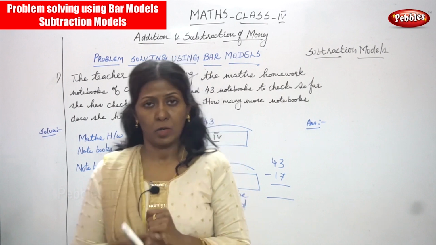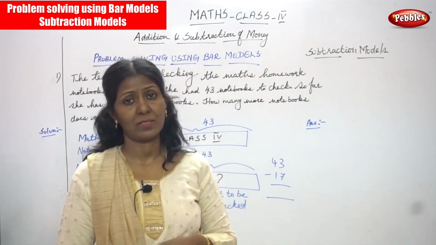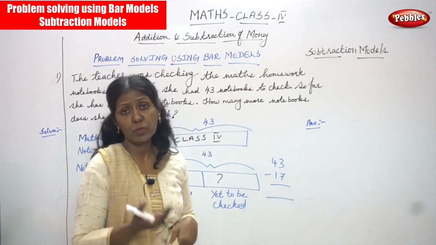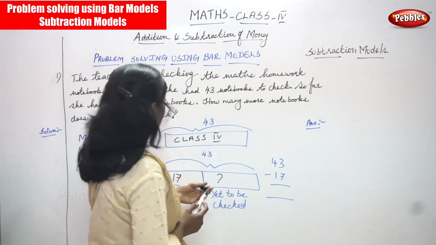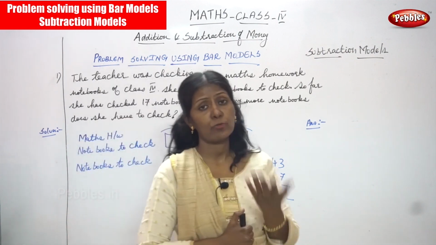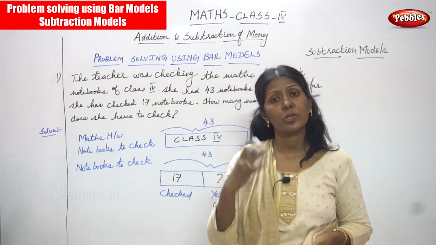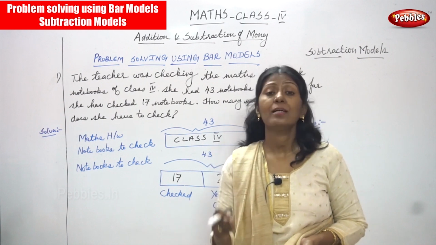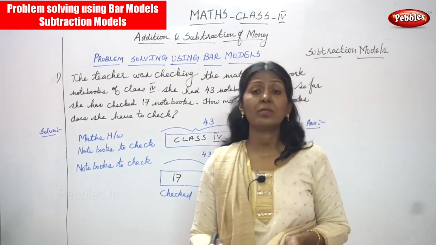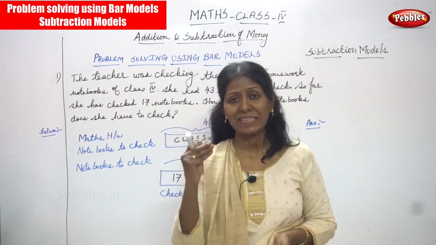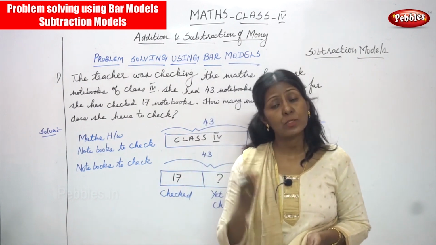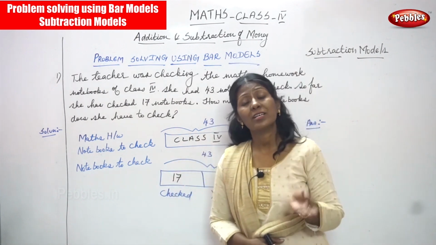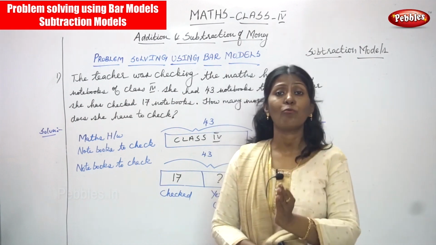This is the question. I'll repeat once again. The teacher wants to check the class 4 max homework notebooks. The number of students in the class is 43, so she has to check 43 max homework notebooks. And second, she has already checked 17 max homework notebooks.